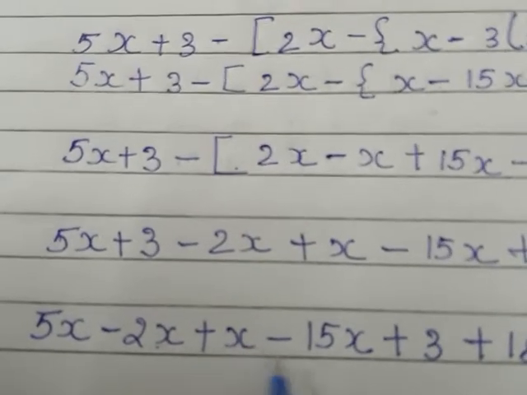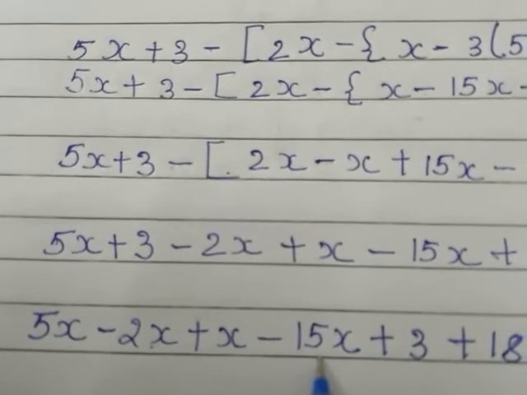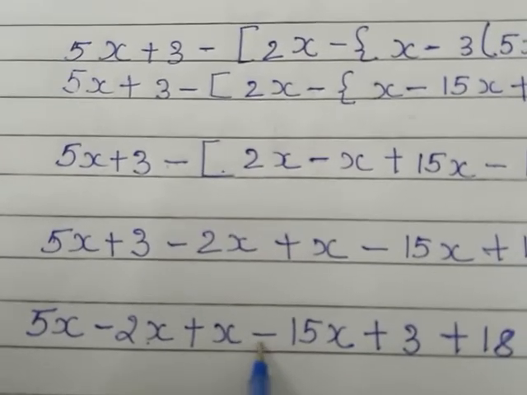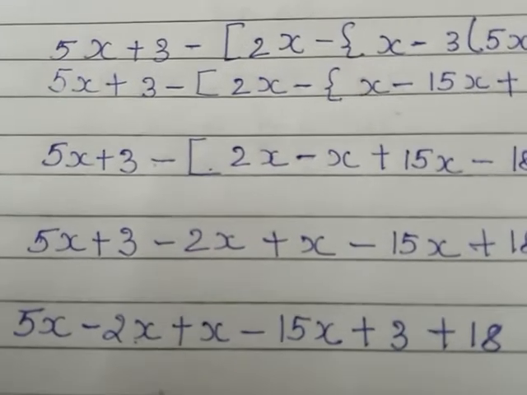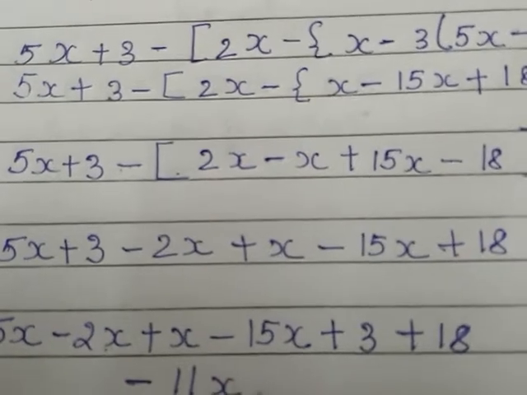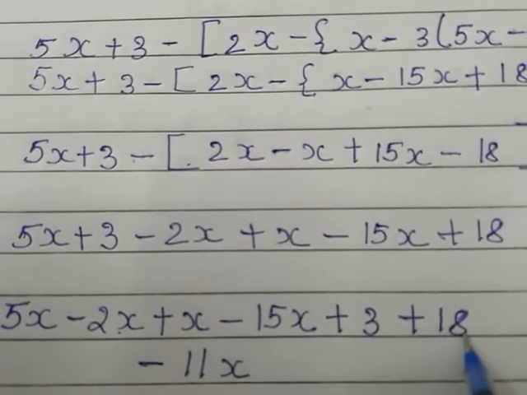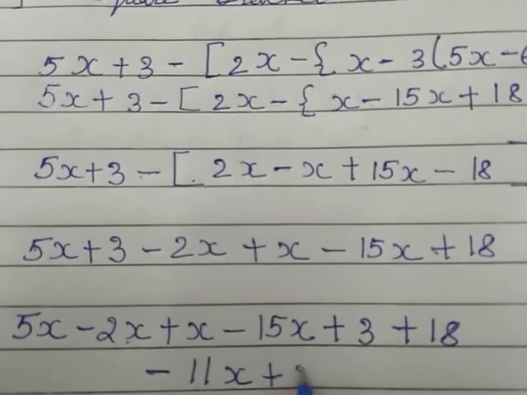And minus 15x and plus 4x, what will we get, children? Minus 15 and 4x, that means we get minus 11x. Now plus 3 and plus 18. 18 and plus 3 will be plus 21.